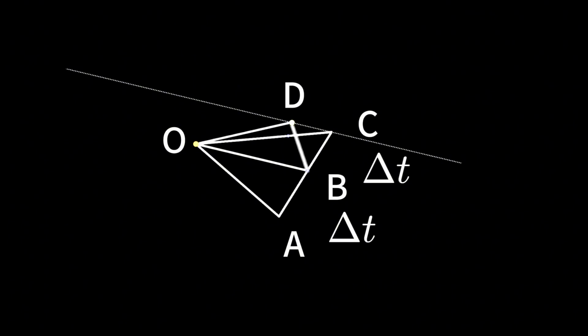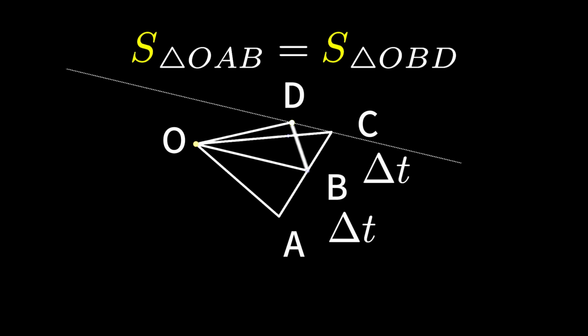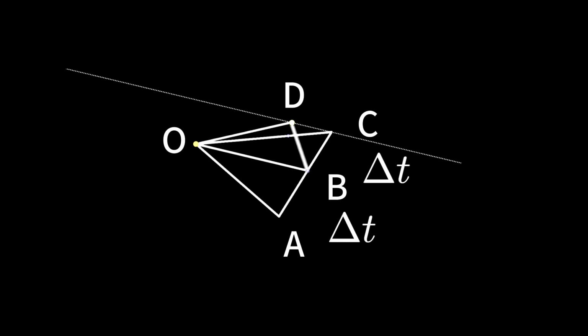Now, since CD is parallel to OB, we once again have two triangles with equal bases and equal heights, and their areas are equal once more. Thus, the area of OBD is equal to that of OAB, perfectly conforming to Kepler's second law. Therefore, this pulling force from point O does exist. Let's call it the universal gravitation.